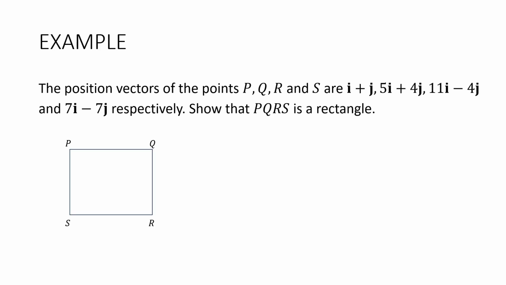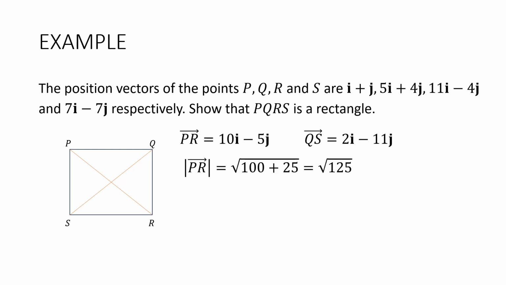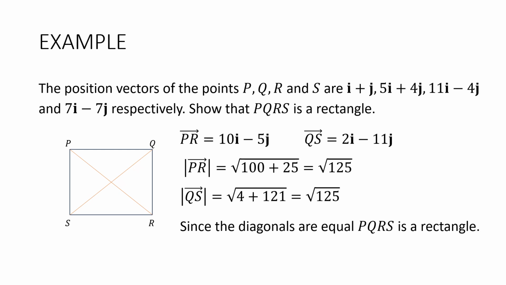Let's look at that same question, but this time we're going to use the diagonals to prove it. So we'll form PR and QS. The length of PR is square root of 125, and the length of QS is also the square root of 125. So since the diagonals are equal, PQRS is a rectangle.